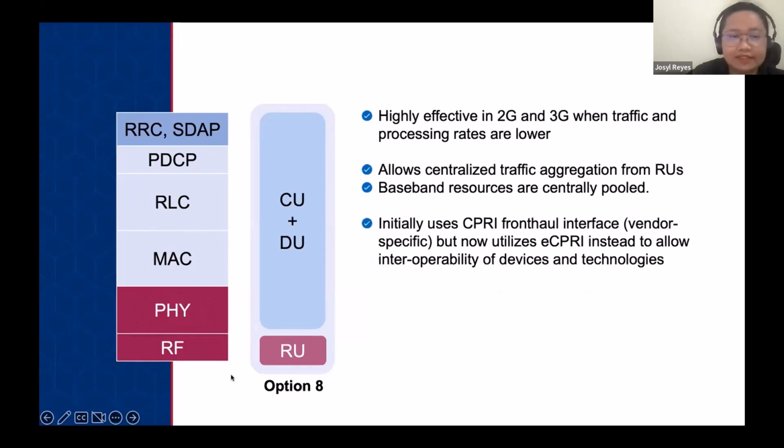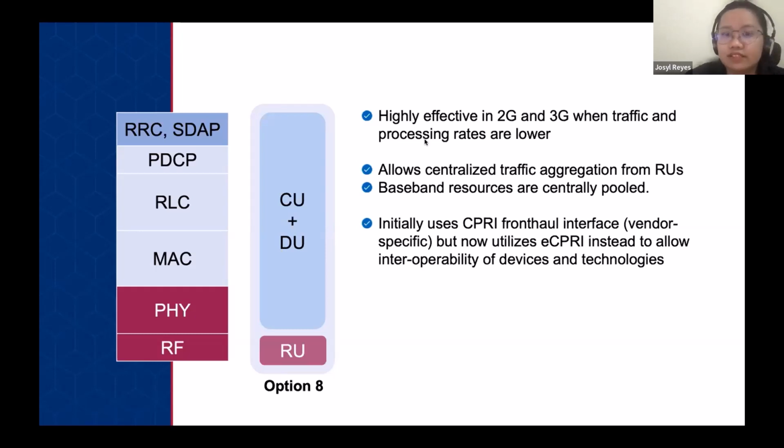Option 8. Option 8 has more minimal functions for the RU. It's just RF. This is highly effective in 2G and 3G networks, when traffic and processing rates are lower. It allows centralized traffic aggregation from RUs, and the baseband resources are centrally pooled. The fronthaul connection here is using the CPRI fronthaul interface. It was a vendor-specific interface, so it's not really open. But later, this kind of setup utilizes eCPRI, which is now an open fronthaul interface.